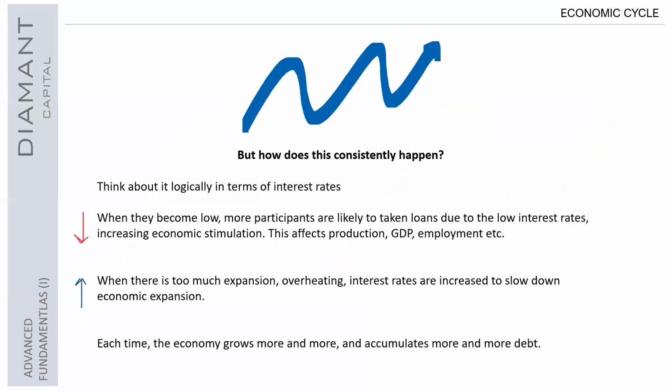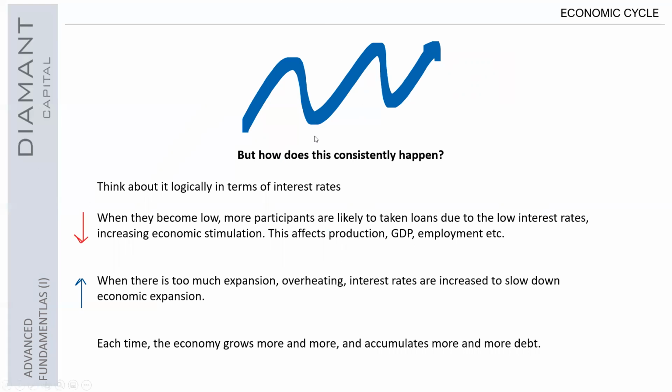But how does this consistently happen? Think about it logically in terms of interest rates. When they become low, more participants are likely to take loans due to the low interest rates, therefore increasing economic stimulation. This affects production, GDP, employment, and every other factor that we've looked at. Now, when there's too much expansion, or so-called overheating as economists call it, interest rates are increased to slow down the economic expansion. Each time the economy grows more and more and accumulates more and more debt, money supply increases as well. Now, if I was to ask you, where are these areas?